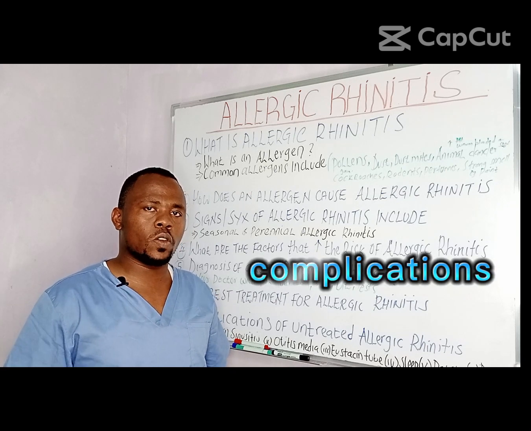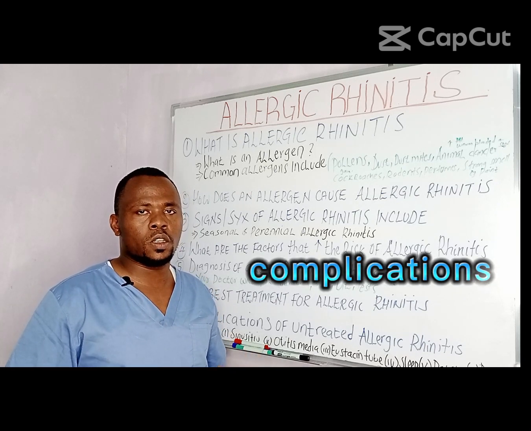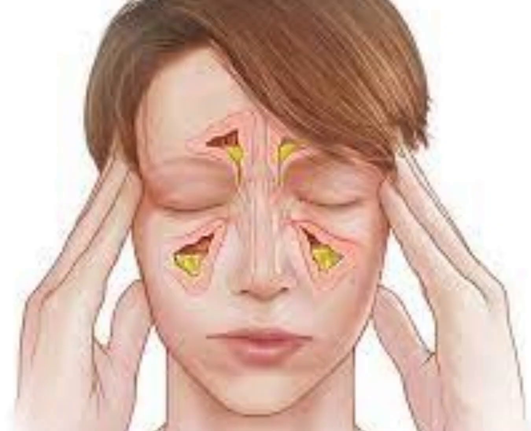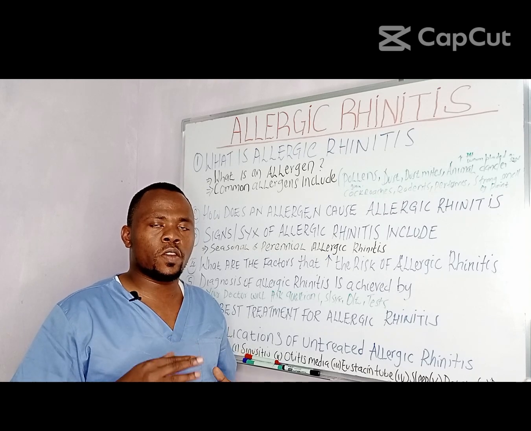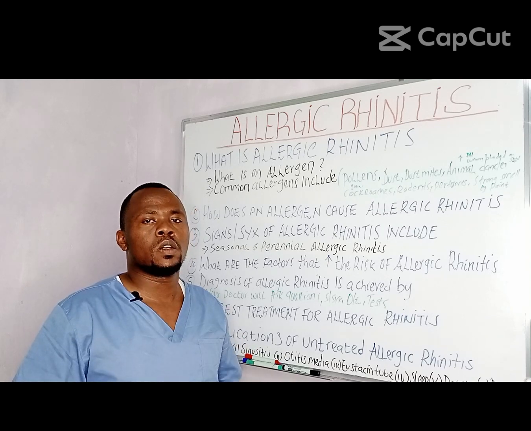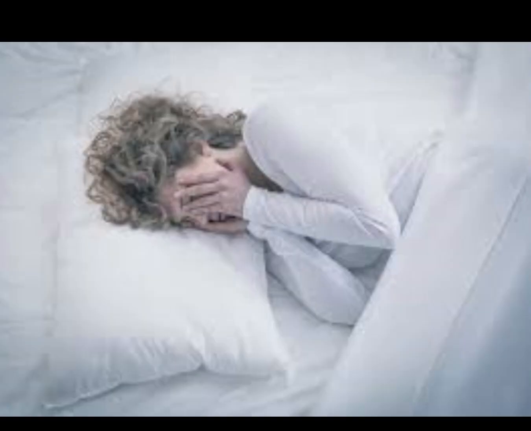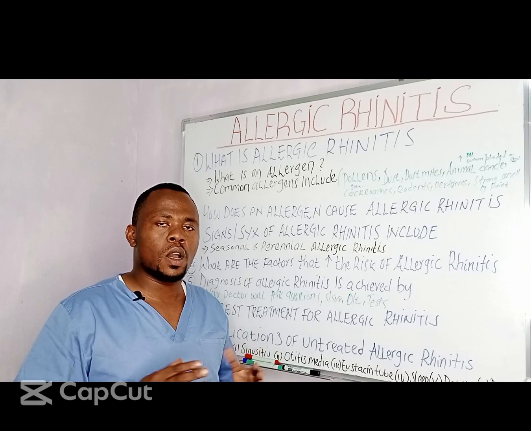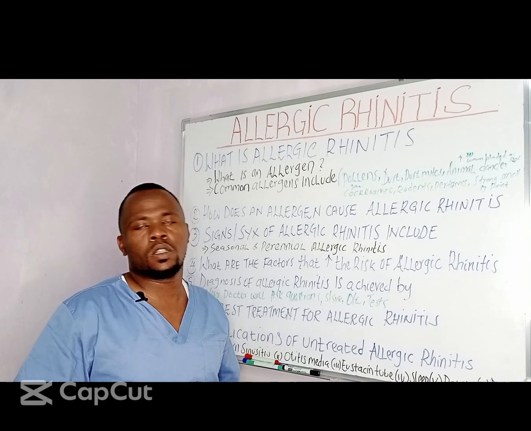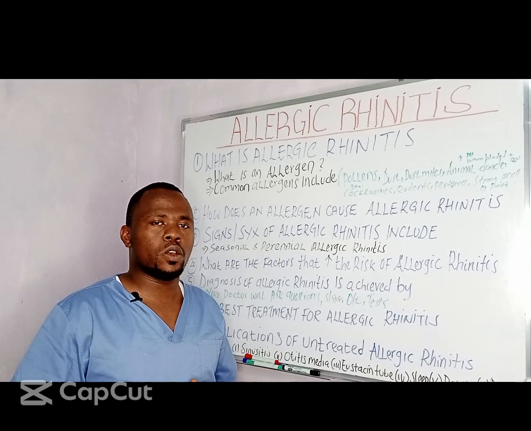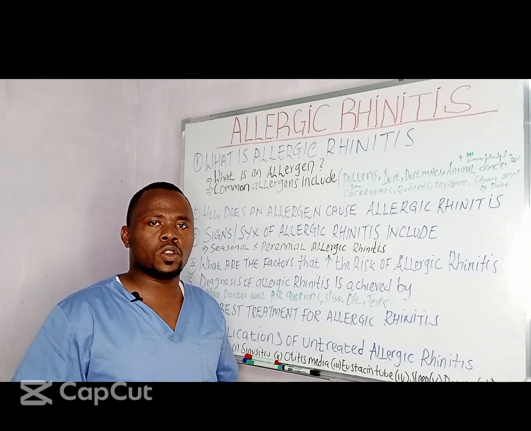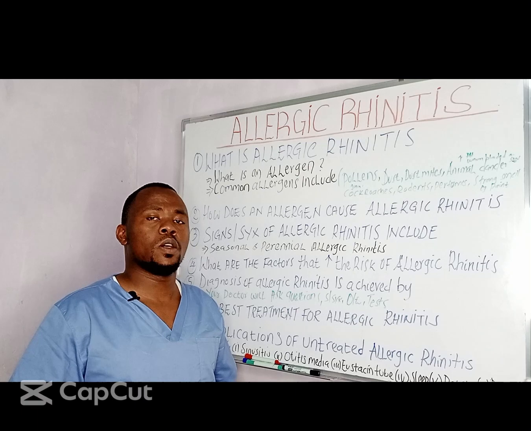What are the complications of allergic rhinitis when not treated? One, you might develop sinusitis, acute or chronic sinusitis. Sinusitis is the inflammation of the sinuses. Two, we have sleep disturbances. When your nose is stuffed and also is congested, this might interfere with your sleep. And also, we have complications like otitis media.